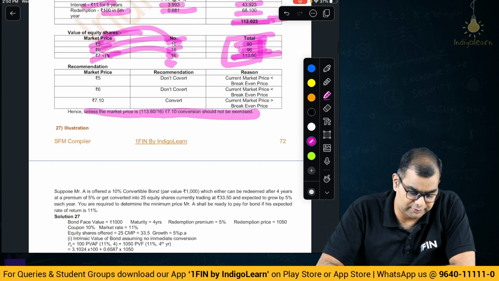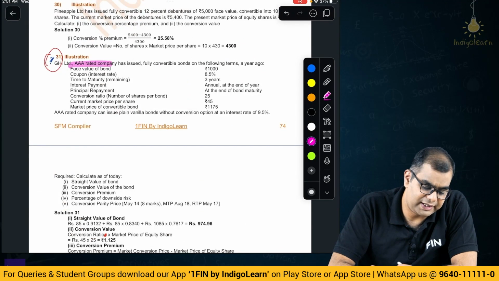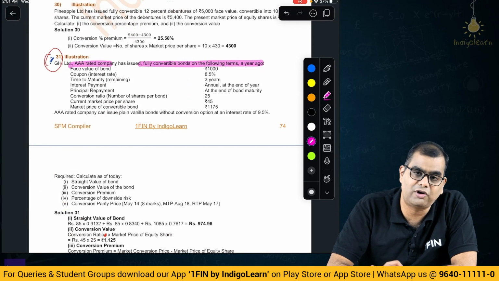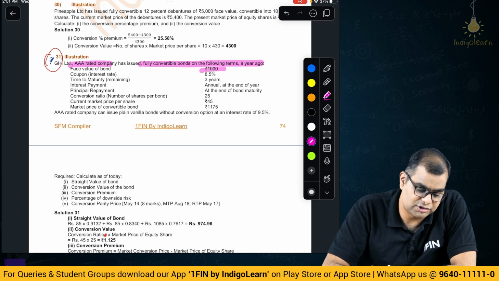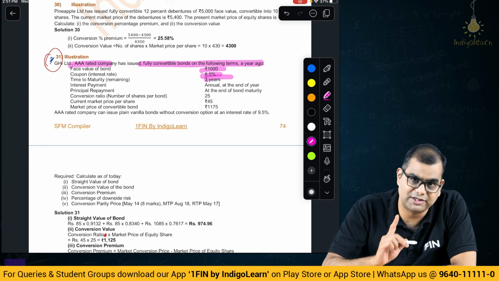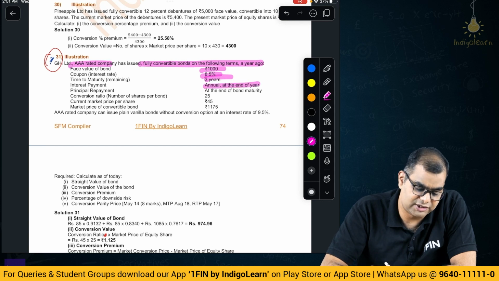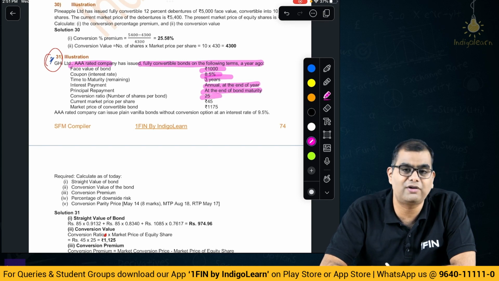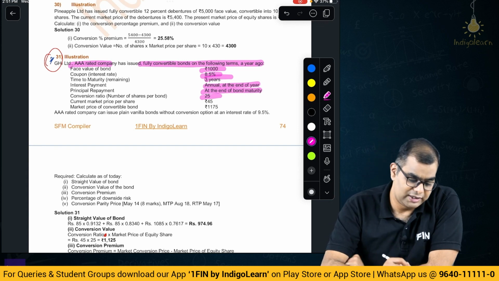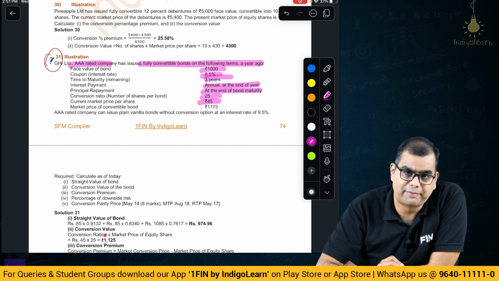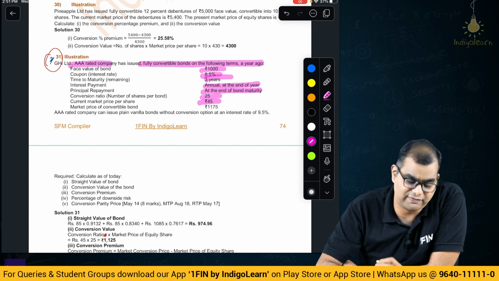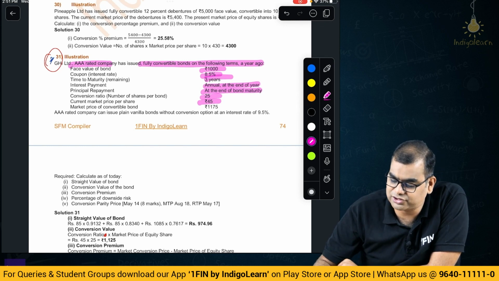Now let us look at one more problem. GH, a AAA rated company, has issued fully convertible bonds on the following terms 8 years ago. It issued 8 years ago. Face value of the bond 1000, coupon 8.5, balance maturity is 3 years. Interest payment annual, end of the year, principal repayment at end of maturity, and the conversion ratio, that is the number of shares that you will get per bond, is 25. Then current market price is 45. So you will get the market conversion price and the conversion ratio is given. So conversion value is just a product of these two, 25 into 45, which is what?